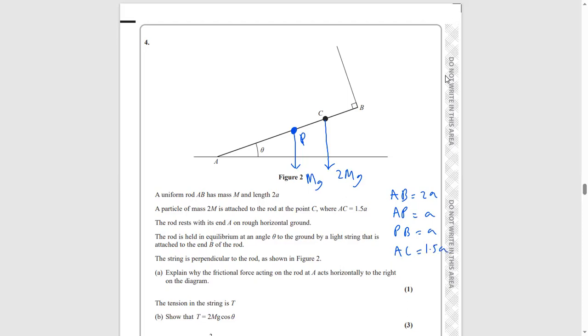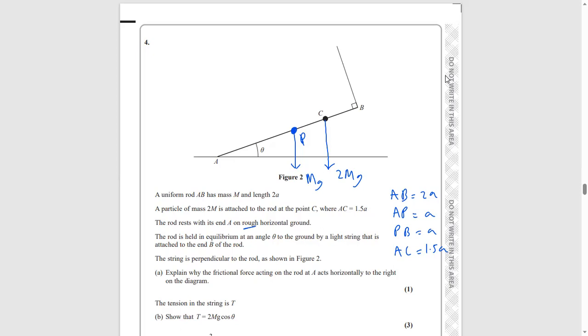We've got the rod resting at its end A on a rough horizontal ground. Okay, so we've got friction. When we see this word rough, it means you've got friction on the ground here. So which direction is the friction going to act? In fact, that's actually part of the question. They tell us in the question it's going to be right, but why would the friction be going to the right? So let's think about our force diagram.